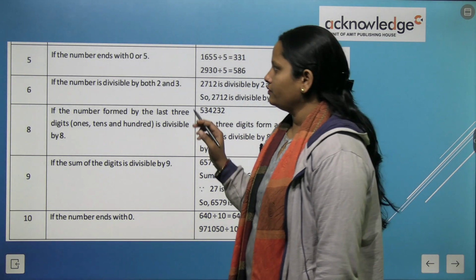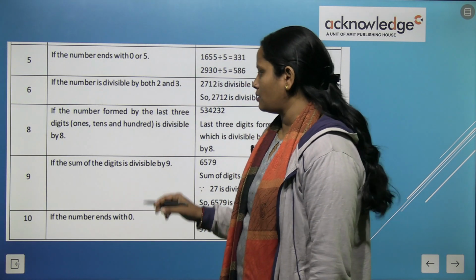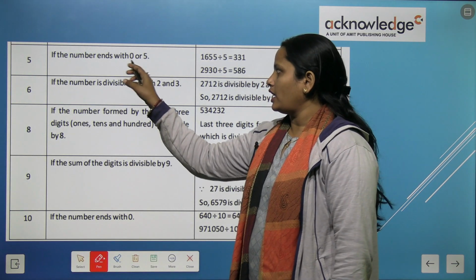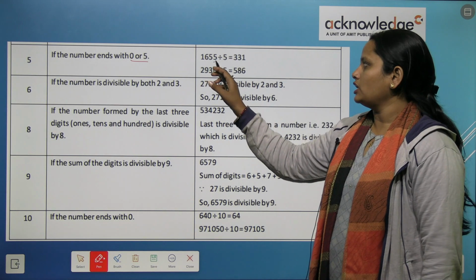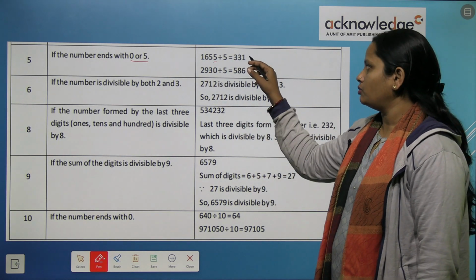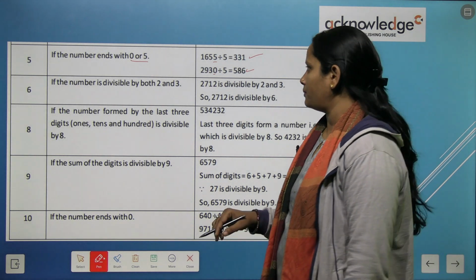नेक्स्ट इज 5. इफ द नंबर एंड्स इन 0 और 5. अगर जो भी नंबर है हमारे सामने उसके लास्ट में 0 आ रहा है और 5 आया है, इसका मतलब वो 5 से डिवाइड हो सकता है. सो ये नंबर है, इसका लास्ट डिजिट 5 पूरी तरह से डिवाइड हो गया. 0 पूरी तरह से डिवाइड हो सकता है.